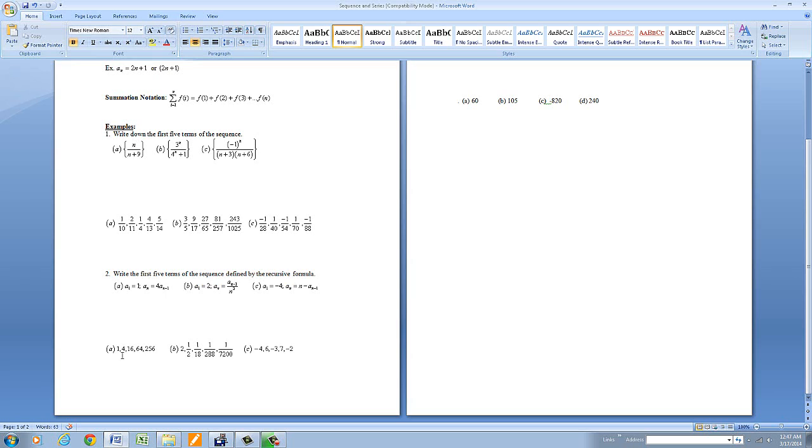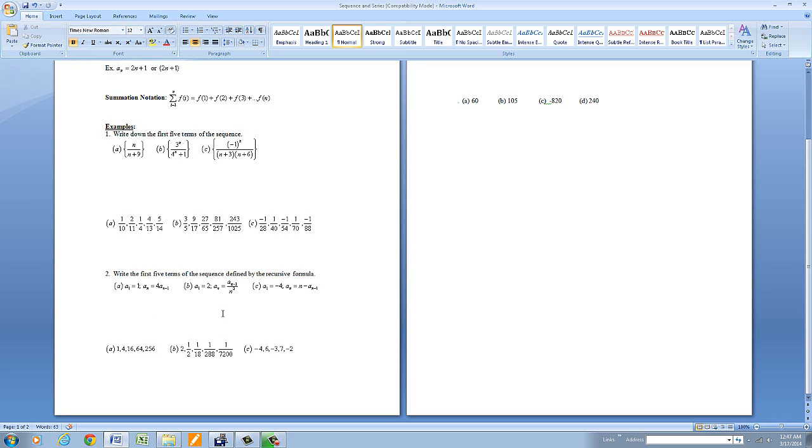Okay, so that means the first term is given to be 1. So multiply 1 by 4 and you get the next term, which is 4. Okay, to get the next term, which would be the third term, you multiply the previous term by 4. 4 times 4, 16. Okay, fourth term, multiply the third term by 4, we get 64. For the fifth term, multiply the fourth term by 4, we get 256. Okay, that's the way you do that one.